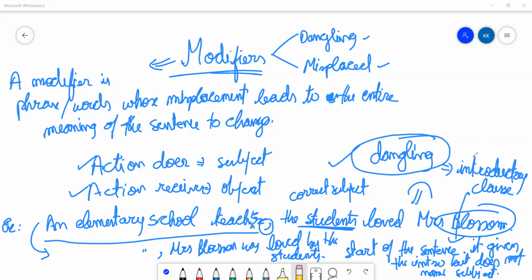So when there is an introductory clause present, then right after it, the subject about whom the introductory clause was needs to be present, so you have to mention the subject right after the introductory clause. After the comma, just place the correct subject, and that's how you edit a dangling modifier. Understood? That is the dangling modifier.